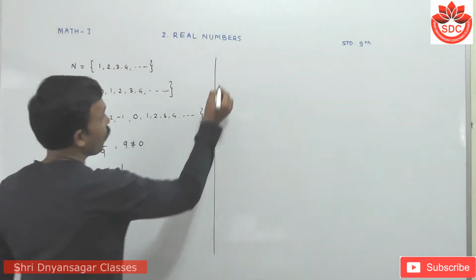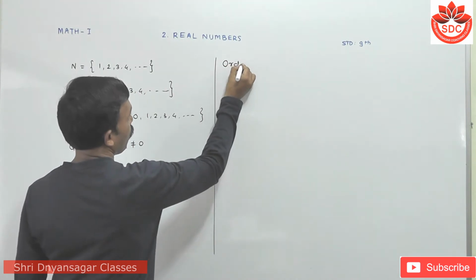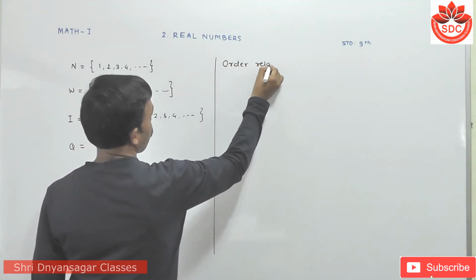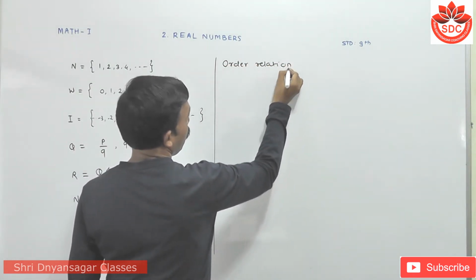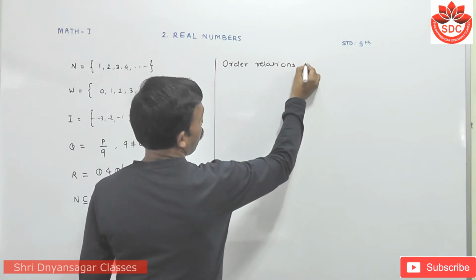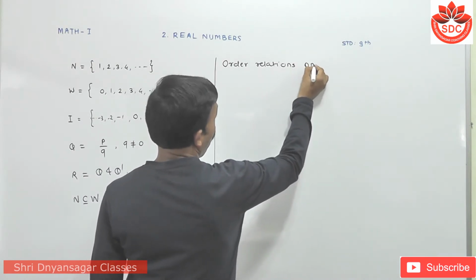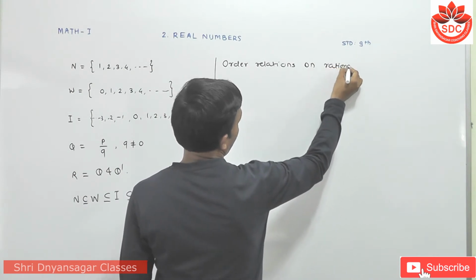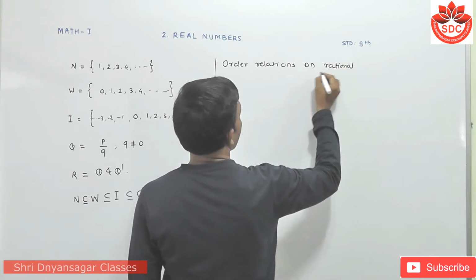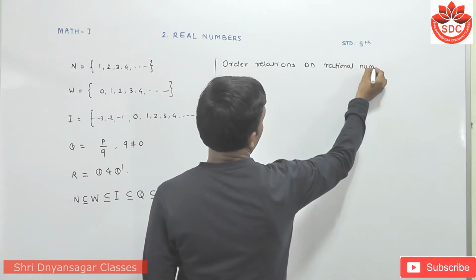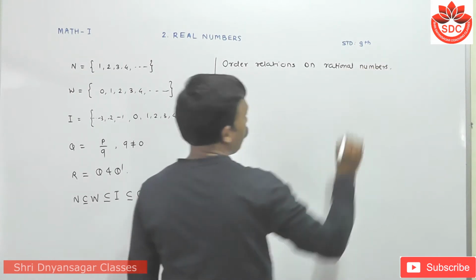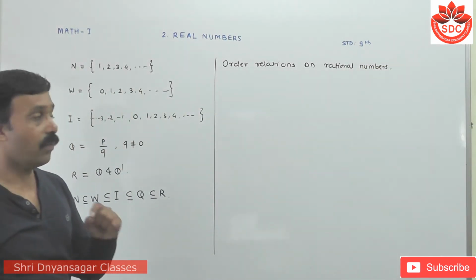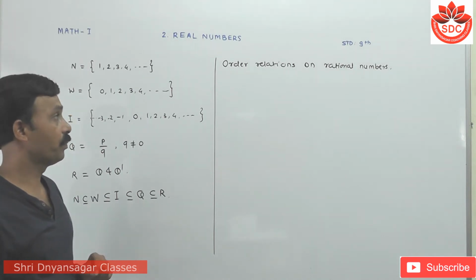Then we discuss the order relations in rational numbers. Next point is order relations on the rational numbers. Rational numbers means the numbers which are expressed in the form of P upon Q.